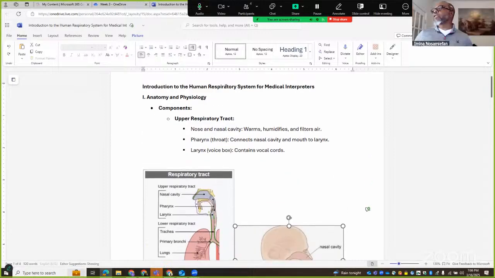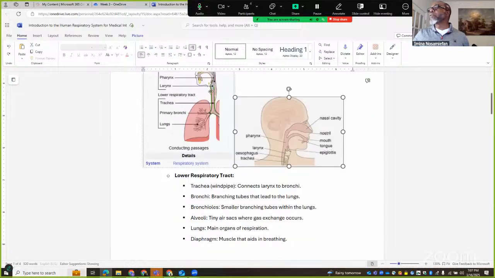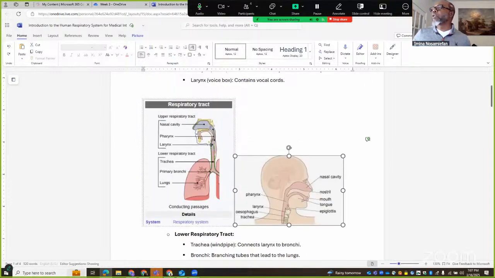Okay, so we're looking at the respiratory system, anatomy and physiology, components. The upper respiratory tract is the nose, the nasal cavity, and the pharynx and the larynx. That's the upper respiratory tract. And then the lower respiratory tract would be the trachea, the bronchi, the bronchioles, the alveoli, and then the lungs and the diaphragm. Okay, we'll see all of them.